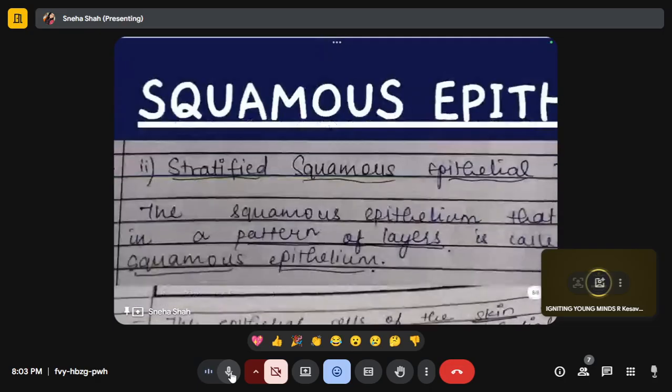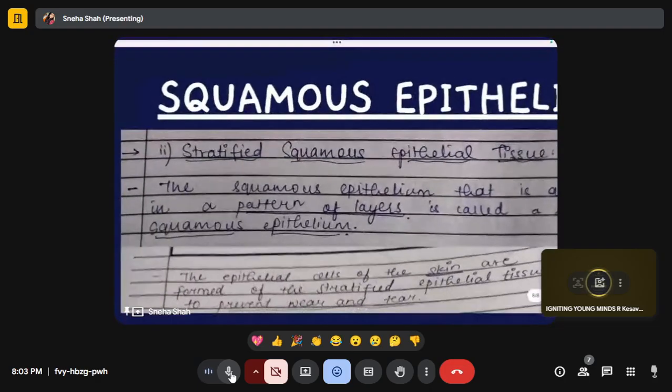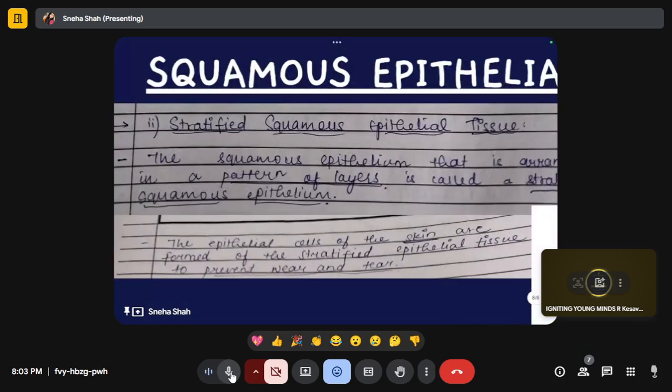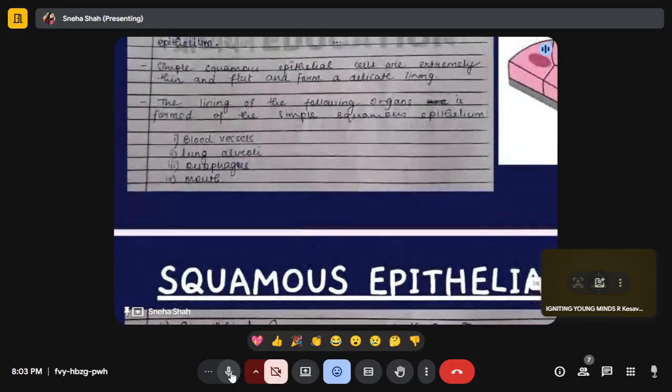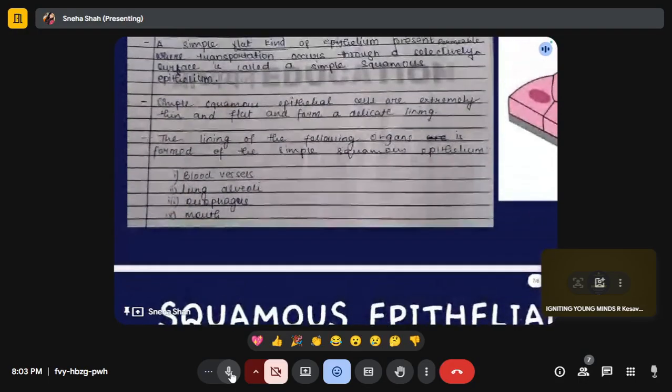Maybe the possibility of cutting is very rare in the mouth and lungs, etc. Yes, definitely, because they are inner parts of your body. Correct, inner parts. But why is it important to have a simple squamous epithelium? It is not the opposite way. The presence of simple squamous is required because there is exchange of materials taking place in these places.